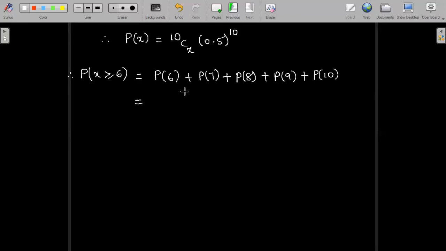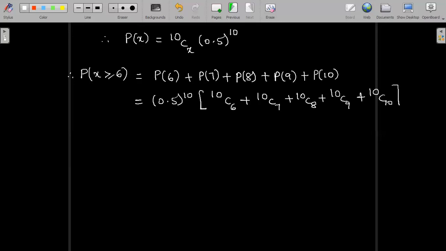And in each one of these, while substituting, you can take care to take 0.5 whole power 10 common and substitute now. So P of 6 will be 10C6 plus P of 7 means 10C7 plus 10C8 plus 10C9 and 10C10. So this on simplifying gives us the answer as 0.377. So this was case 1 for us.